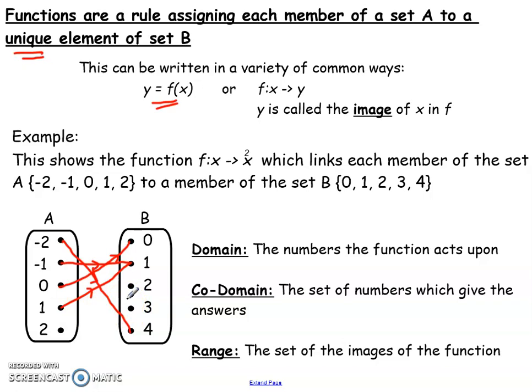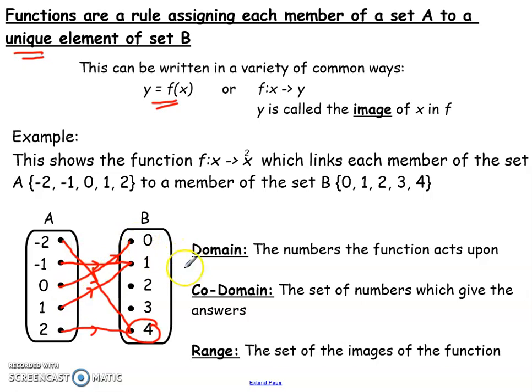So I can assign one answer to 2 or more things that I've put in. So I've assigned the 1 to an answer from when I input -1 and 1. And it's actually the same here because if I put 2 in and do 2 squared, I get 4. So again, I've taken the same answer in B, the 4, but I've assigned it to 2 different inputs. That is allowed. It can't go the other way around though.